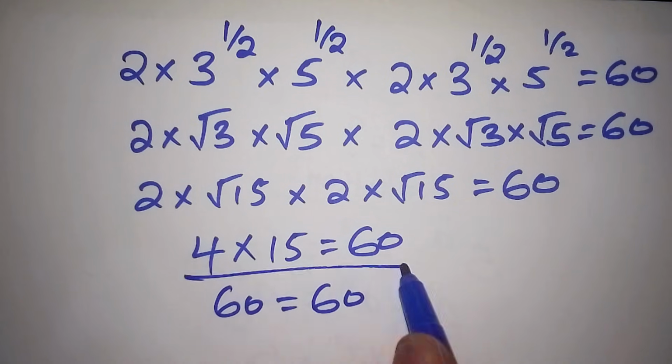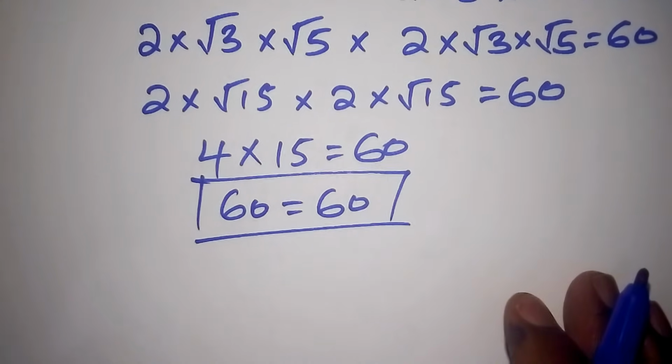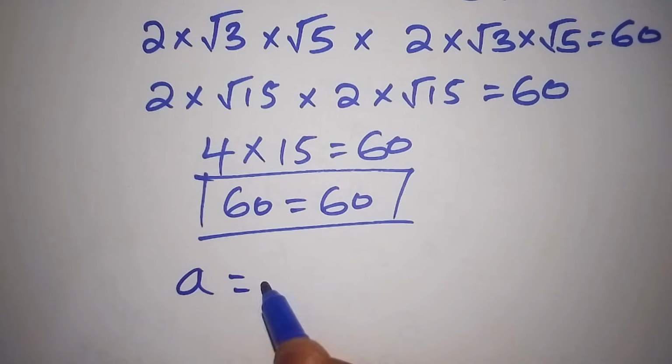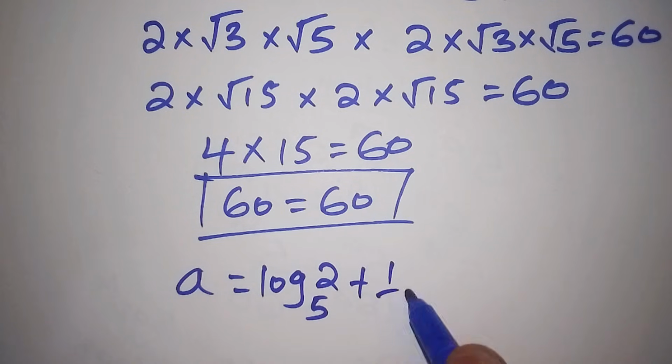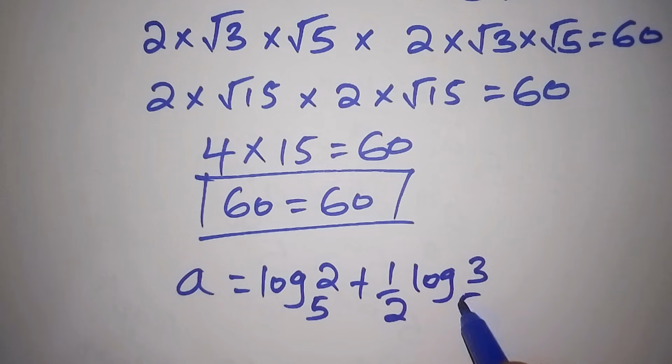That means we are very correct when we argue and say that the correct value for a is equal to the log of 2 to the base of 5, plus a half the log of 3 to the base of 5, plus 1 over 2.